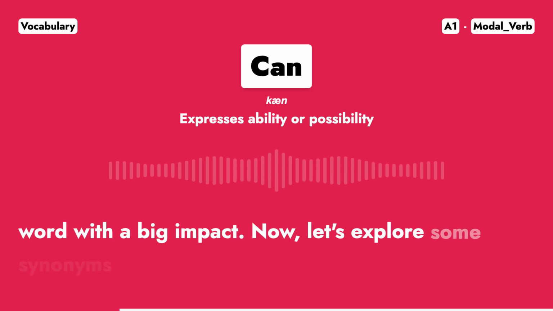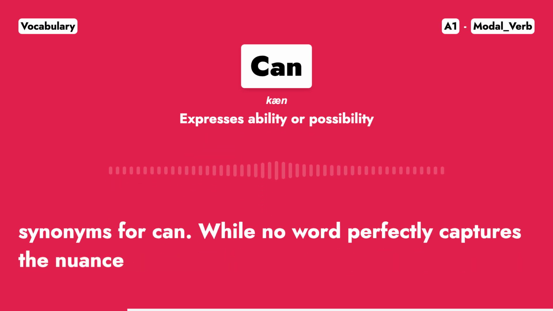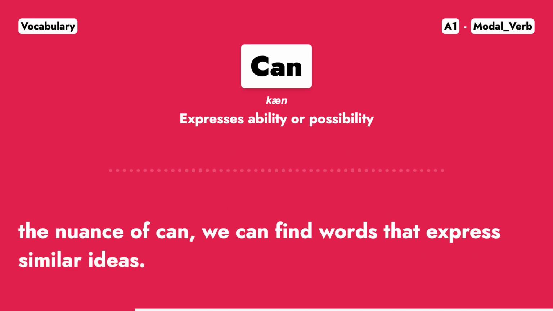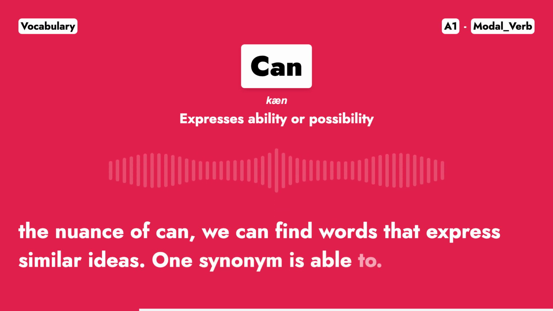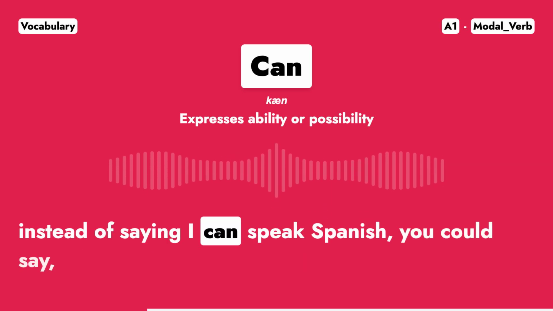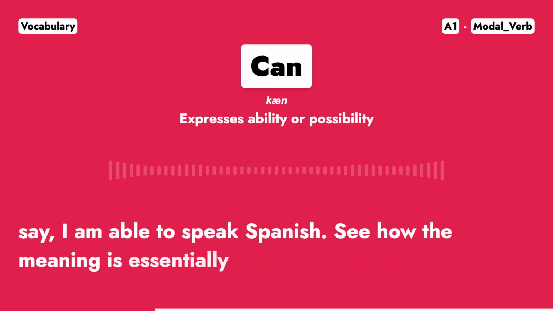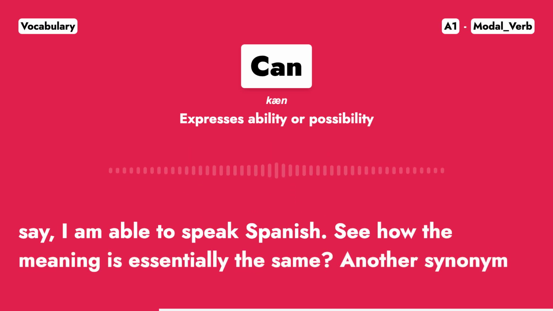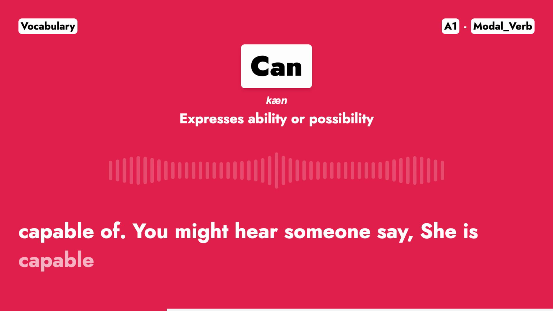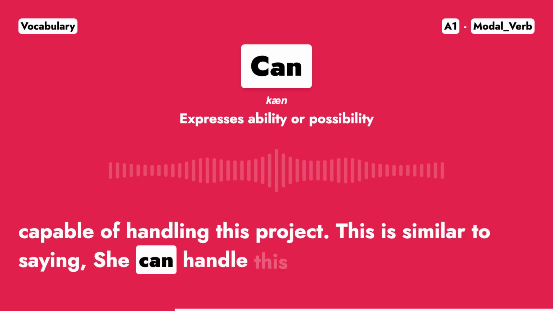Now, let's explore some synonyms for can. While no word perfectly captures the nuance of can, we can find words that express similar ideas. One synonym is "able to." For example, instead of saying "I can speak Spanish," you could say "I am able to speak Spanish." See how the meaning is essentially the same? Another synonym is "capable of." You might hear someone say, "She is capable of handling this project." This is similar to saying "she can handle this project."